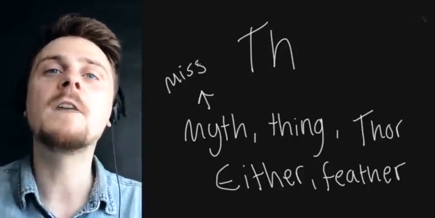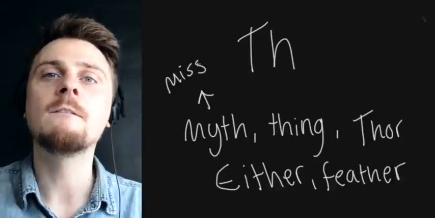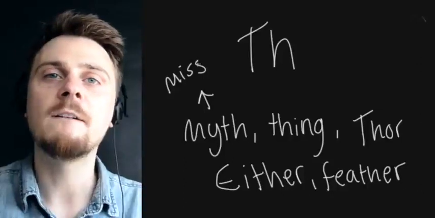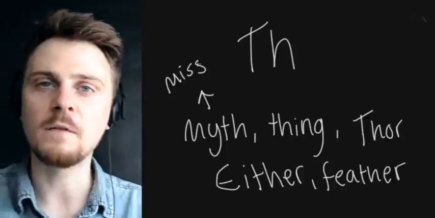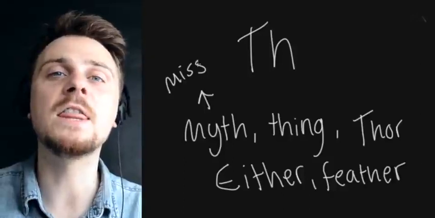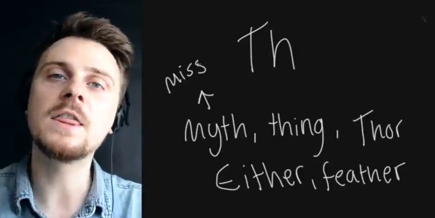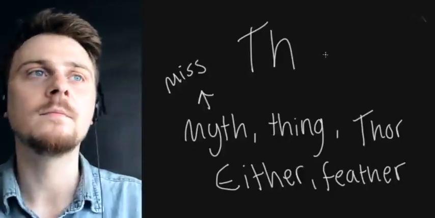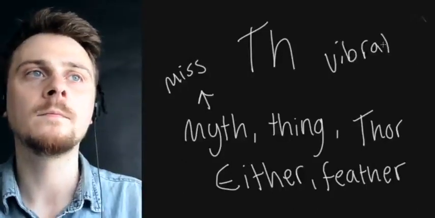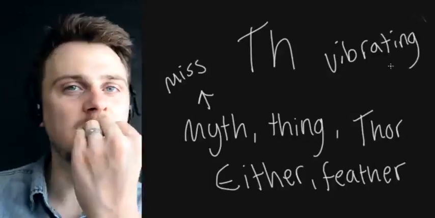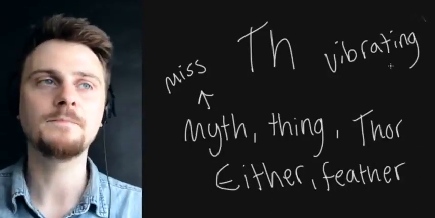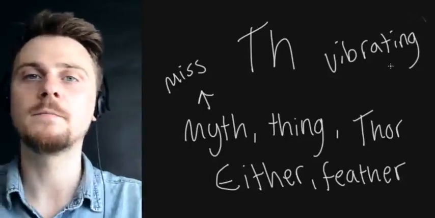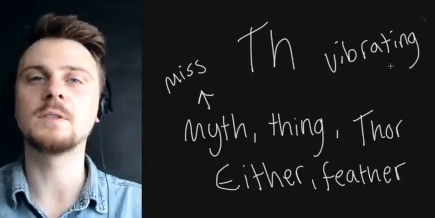The next one, feather. Feather. Feather. Feather. Okay? So very soft. We can do it longer as well. Feather. Feather. Okay? My tongue is vibrating between my teeth very, very quickly when I say that. Okay? So very quickly again. Myth, thing, Thor, either, feather. Practice those many, many times.